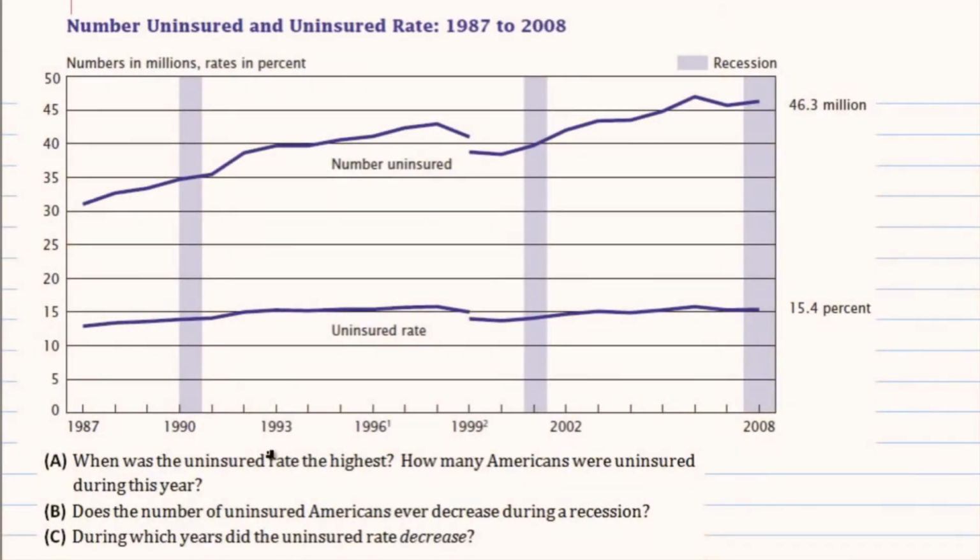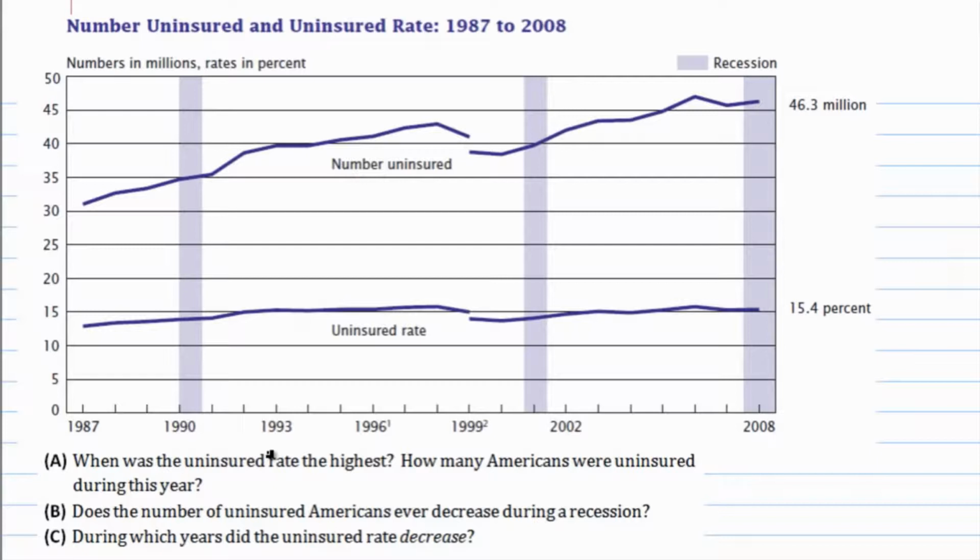So we'll start this off with a data graph. This is real data from the United States Census Bureau. It's the number of uninsured and uninsured rate within the United States in millions from 1987 to the year 2000.